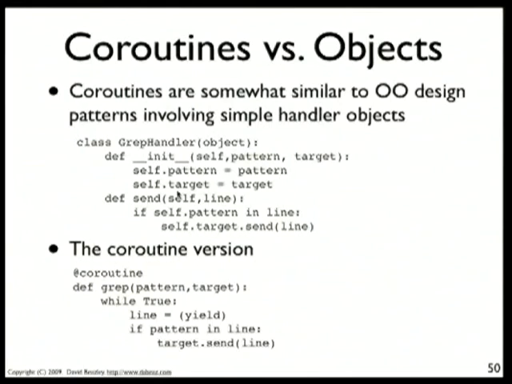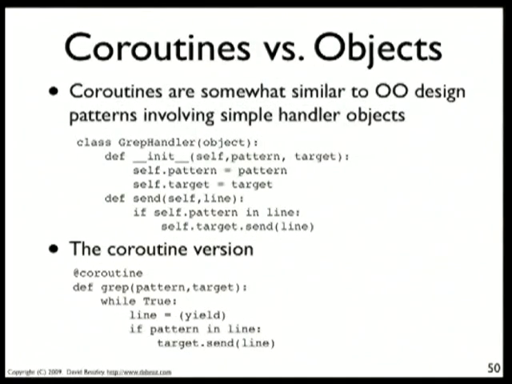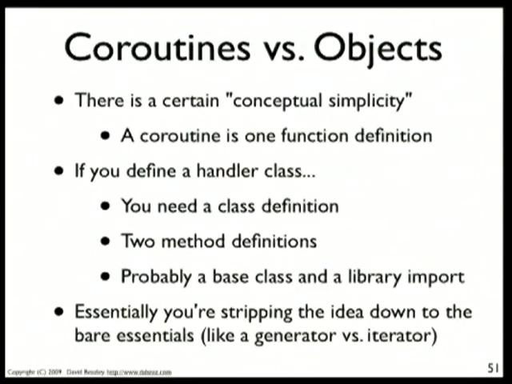And you can view coroutines almost as a simplification of that for certain kinds of problems. What's interesting with coroutines is that you take what you might otherwise do with an object and collapse it down into just a function definition. So you basically have this one function. If you're messing around with a class like that, it's more stuff you have to put there. You need a class definition, you need to define 2 methods. If you're working with classes, you probably have to have a base class, and if you have a base class, it probably means you have to have a library import. All of a sudden you've got quite a bit of machinery coming in to do that. And so I think coroutines, in a certain sense, take that idea of a handler class and boil it down to the bare essentials. Naturally, that doesn't apply to every kind of problem, but it's an interesting facet of that.